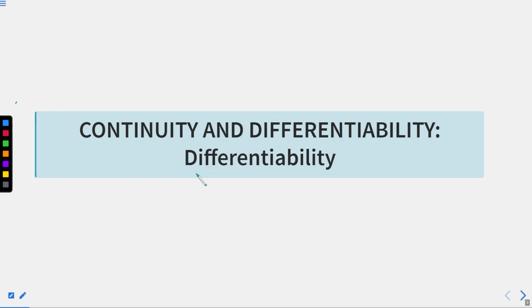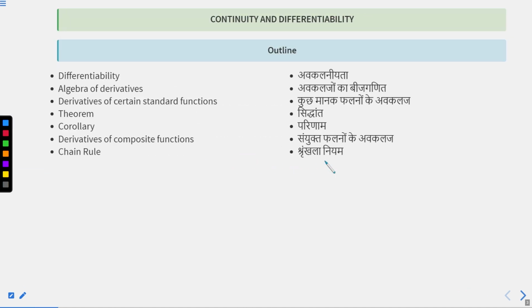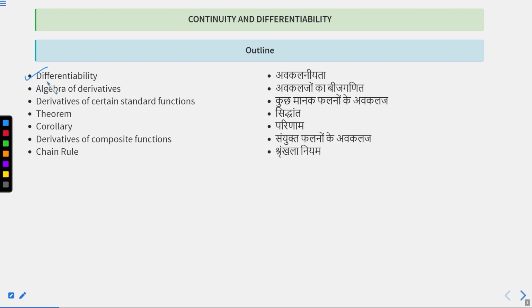So in this session we will be mainly talking about differentiability, its definition, its theorems. Okay, so differentiability, algebra of derivatives, derivatives of certain standard functions, theorems, corollaries, derivative of composite functions, and then chain rule. The main and very important thing is chain rule. You will be facing many questions related to this chain rule. Now let us move to the next slide.